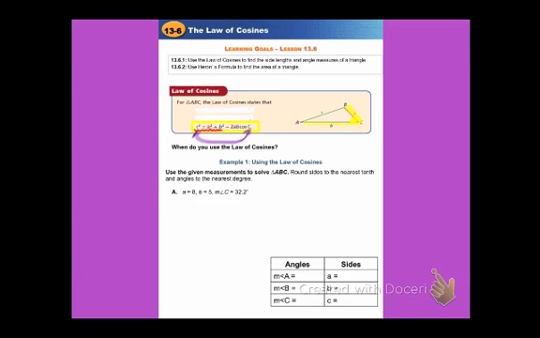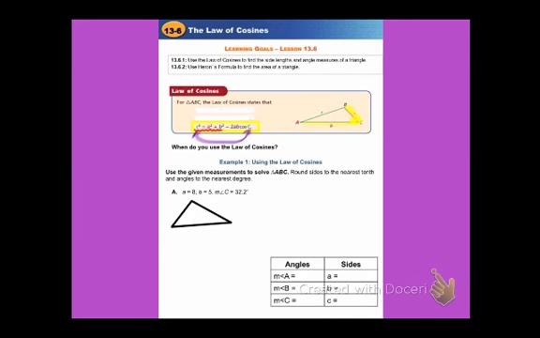And again, I really don't like to remember side angle side and all that. So what I do is I think about it: can I use the law of sines? And if I can't, well, then this is sort of my backup plan. So I always think law of sines first. And if I can't use it, then I know my only choice is to go to the law of cosines. Let's go ahead and take a look at an example and we'll kind of put this into practice.